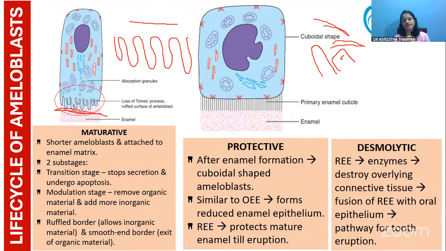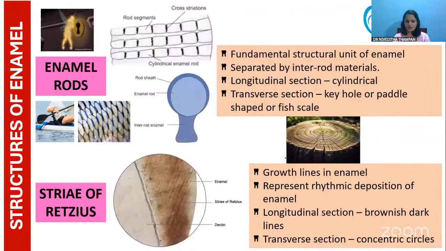Okay, so these are the 6 stages that you see in the life cycle of ameloblast. So the ameloblasts are continuously changing. First it was inner enamel epithelial cells, then it became ameloblast, and then finally it is becoming reduced enamel epithelium. Okay, so you should have an idea about these 6 stages. Okay, remember the mnemonic also.